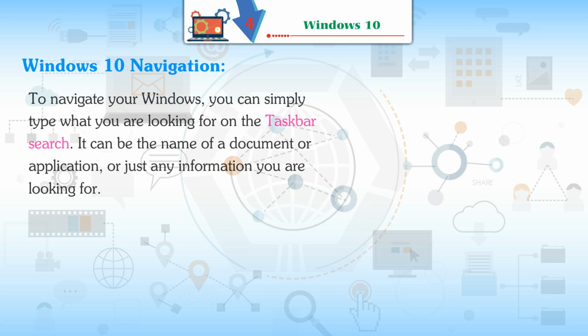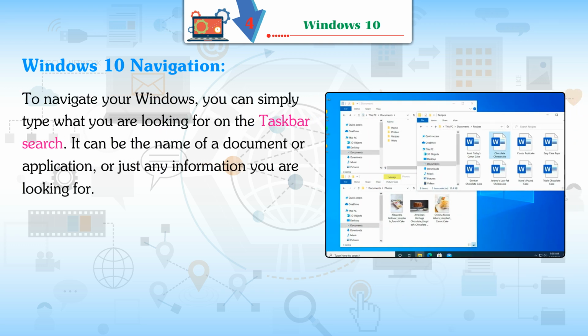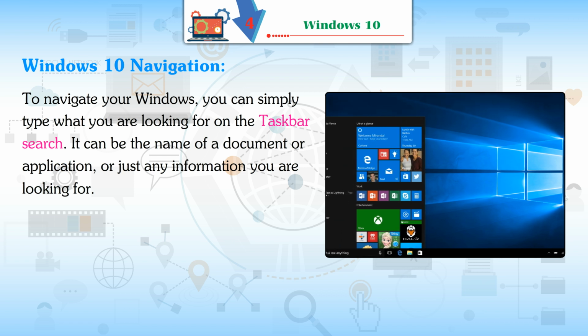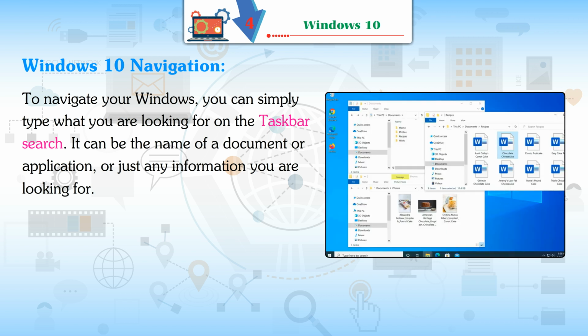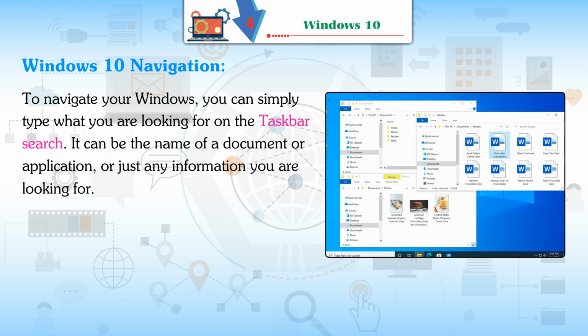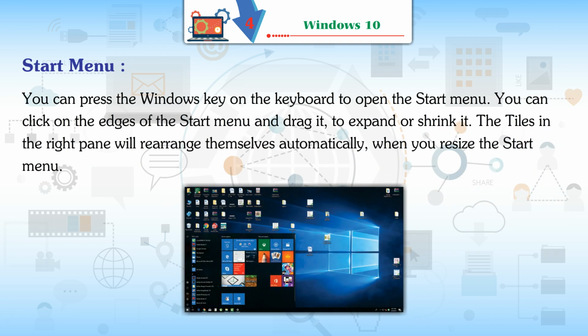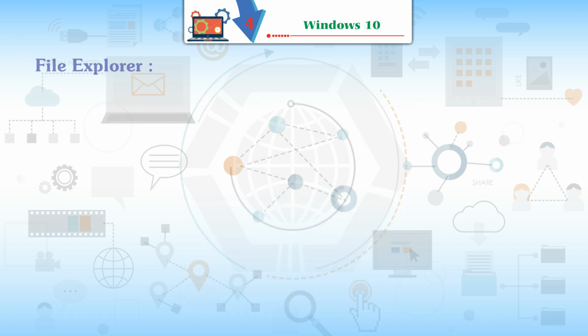Windows 10 Navigation. To navigate your windows, you can simply type what you are looking for on the taskbar search. It can be the name of a document or application or just any information you are looking for. Start menu. You can press the Windows key on the keyboard to open the Start menu. You can click on the edges of the Start menu and drag it to expand or shrink it. The tiles in the right pane will rearrange themselves automatically when you resize the Start menu.